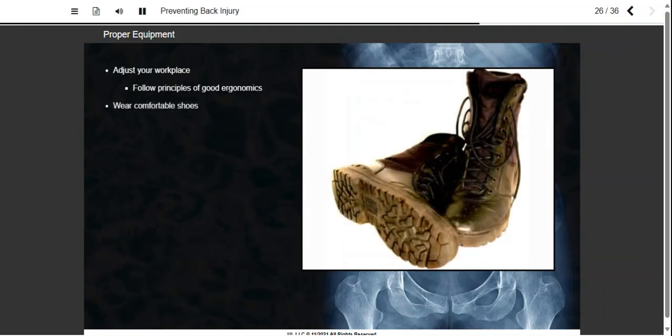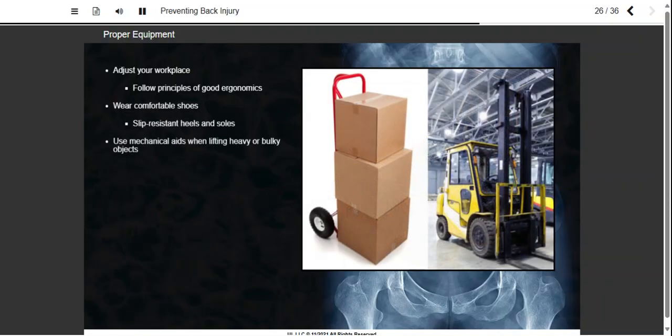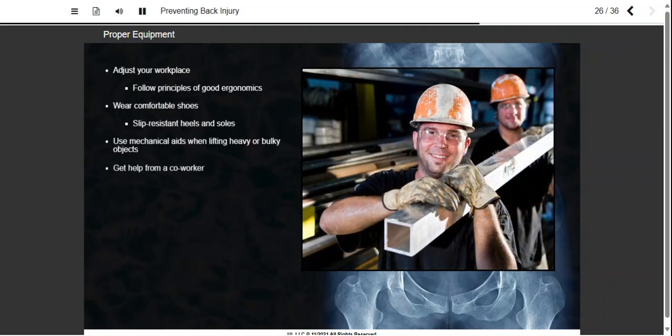At work, always wear comfortable, supportive shoes that are properly cushioned, and make sure they have slip-resistant heels and soles. When heavy or bulky objects need to be lifted, use mechanical aids such as hand trucks, material carts, forklifts, conveyors, or pneumatic lifts. And, if a mechanical aid is not available, get help from a coworker.